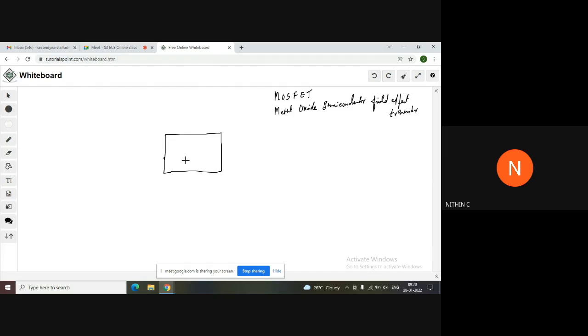So you have a P substrate. Okay, so there will be two regions. N plus means heavily doped N regions. If I am indicating a plus sign, that means that particular region is heavily doped. I have an oxide layer, and a gate G.